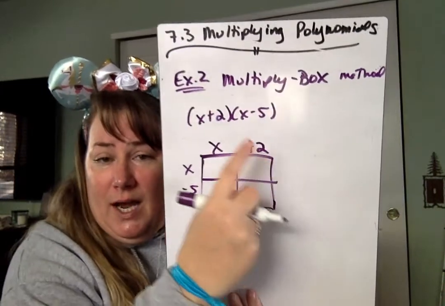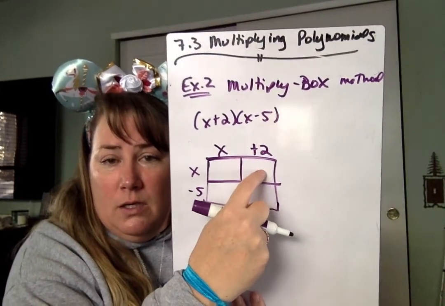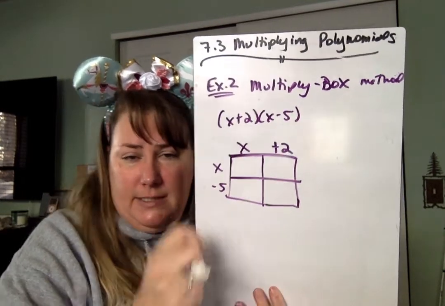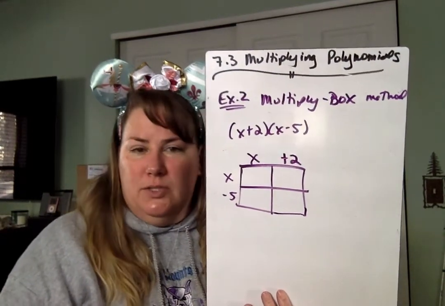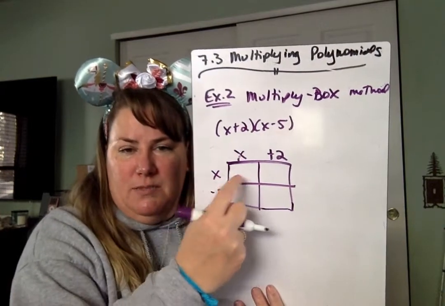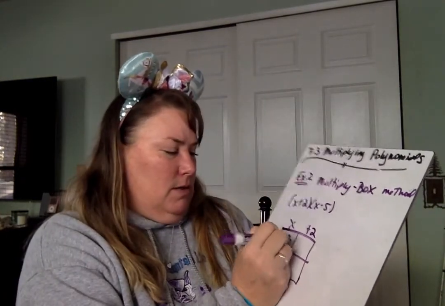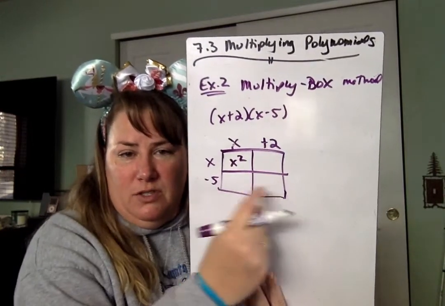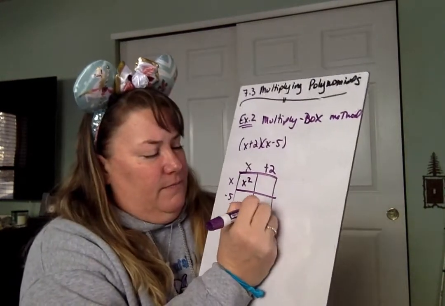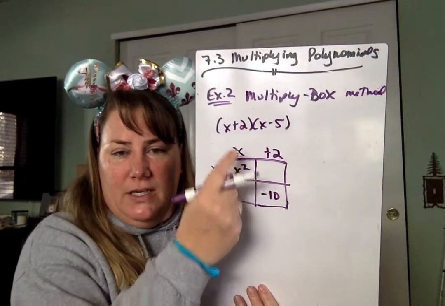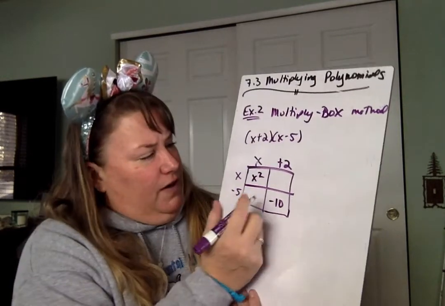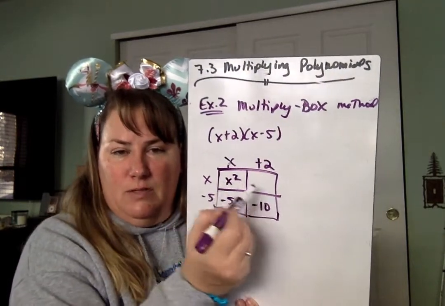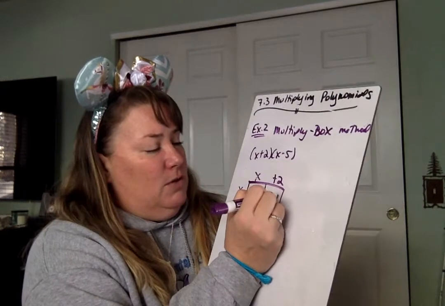Now notice I included my sign with the box. Make sure you include these signs. And you just multiply across. So x times x right here is x squared. It doesn't really matter what order we do this in. Positive 2 times a negative 5 is going to be a negative 10. This one is x times negative 5, which is a negative 5x. This one right here is a positive 2 times an x, so it's a positive 2x.